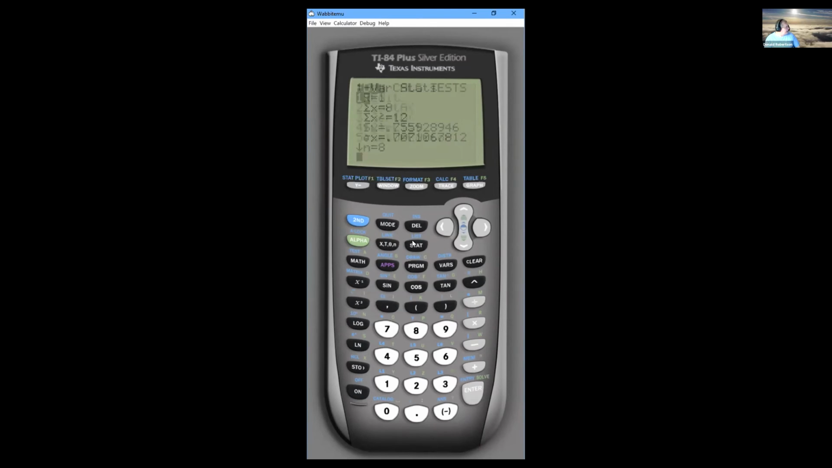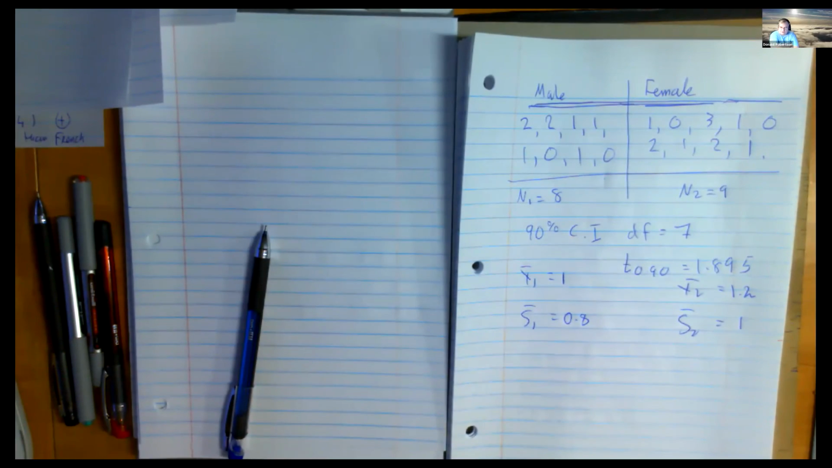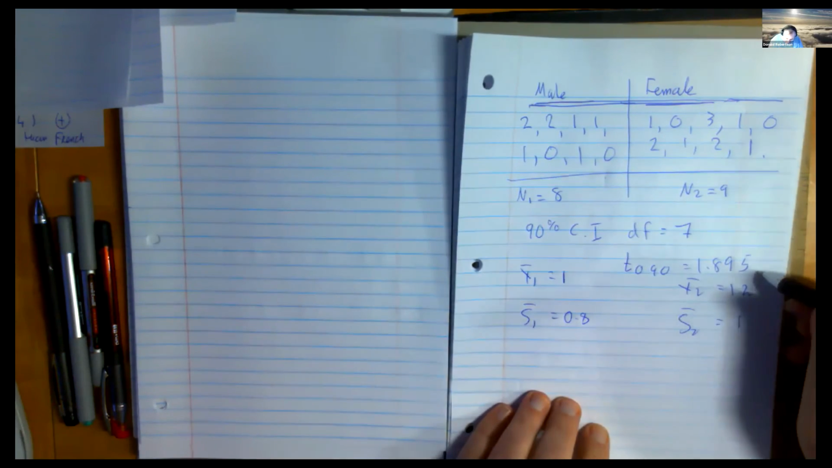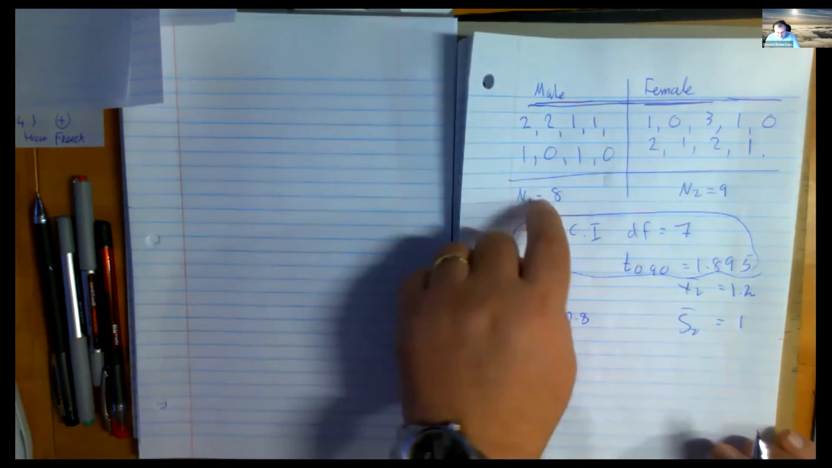Now I would like to go back and I'll go over to calc and I'll do one variable stats a second time. But now I'm going to do L2 because that's where the females are. And they are 1.2. And I'm going to round that standard deviation off to 1. And now I can go back to where we were. And basically, don't we have everything that we need? I know it's all kind of in various places, but isn't everything we need in here somewhere?